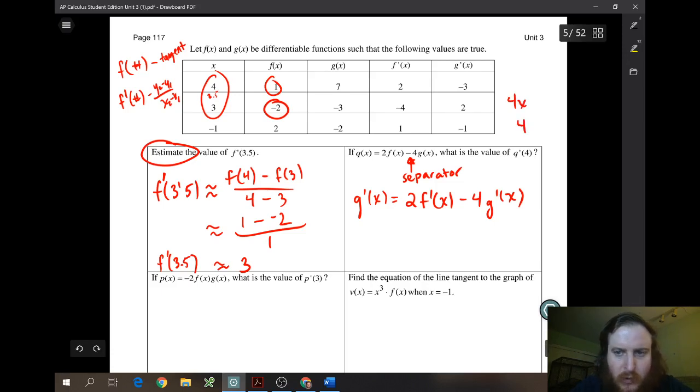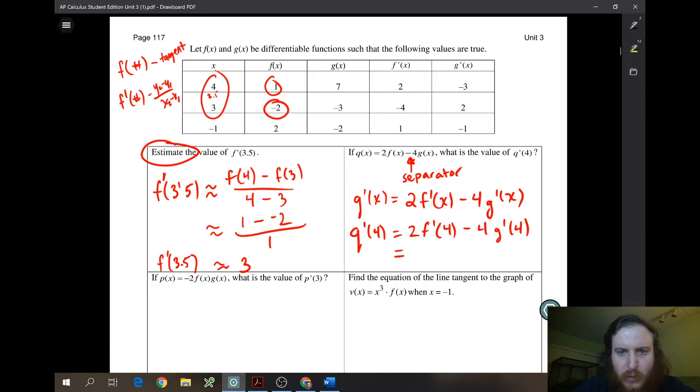It just stays, right? 4 times. So it's just multiplying. So now if we're asked what would be q prime of 4, well, q prime of 4 would be 2 f prime of 4, and I like to write it this way. You don't have to necessarily show this step, but I like to.